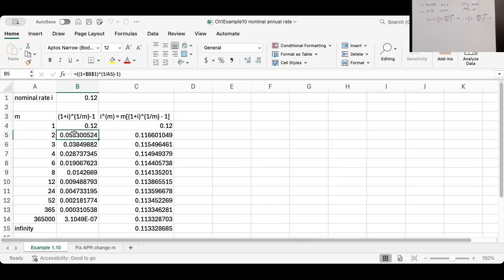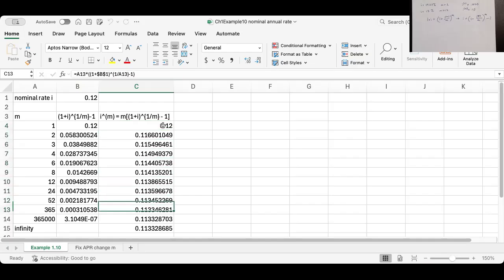Notice these numbers are getting smaller and smaller, right? I've got quarterly, monthly, weekly, daily. These numbers get tiny. These are the per period rate. That's my periodic rate column. But over here, I'm actually saying, let's do this calculation the other way.